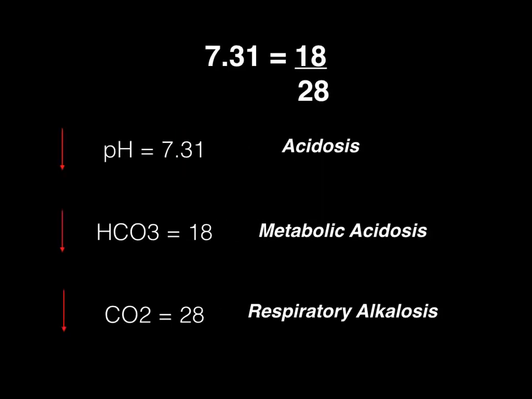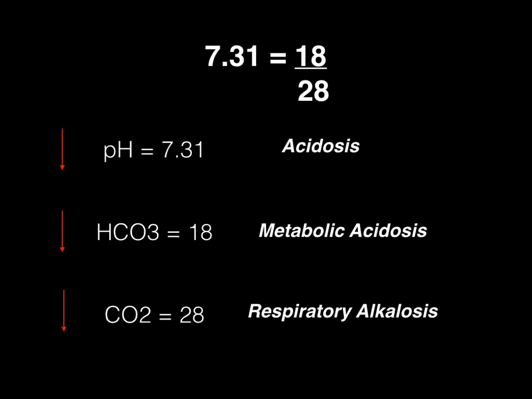So the next step we said is to name the primary deficit and the compensation. What we do is set up our equation with his values. We say that 7.31 is equal to 18 over 28. That's just saying that pH is equal to bicarbonate divided by carbon dioxide, and we just plugged in the values. We then have to name his deviations. So we're going to look at the numerator and denominator and decide how those changes will affect the pH.